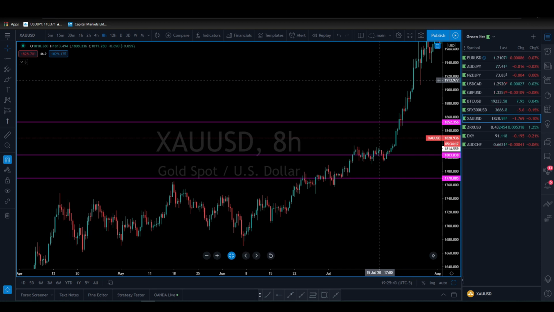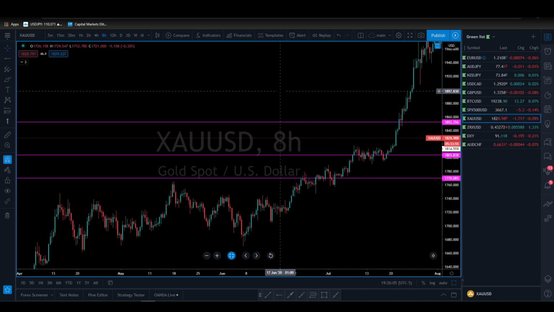So basically, whenever the market is scared or there's uncertainty, people will take their money out of risky assets such as the S&P 500, Bitcoin, and regular stocks, and they'll buy risk off assets like gold, Japanese yen, and the US dollar. The US dollar is a risk off asset as well.